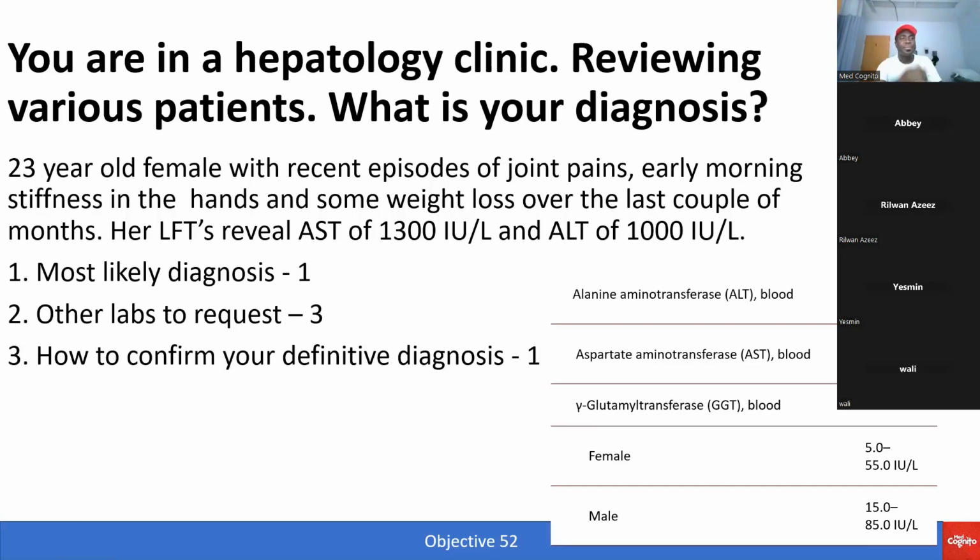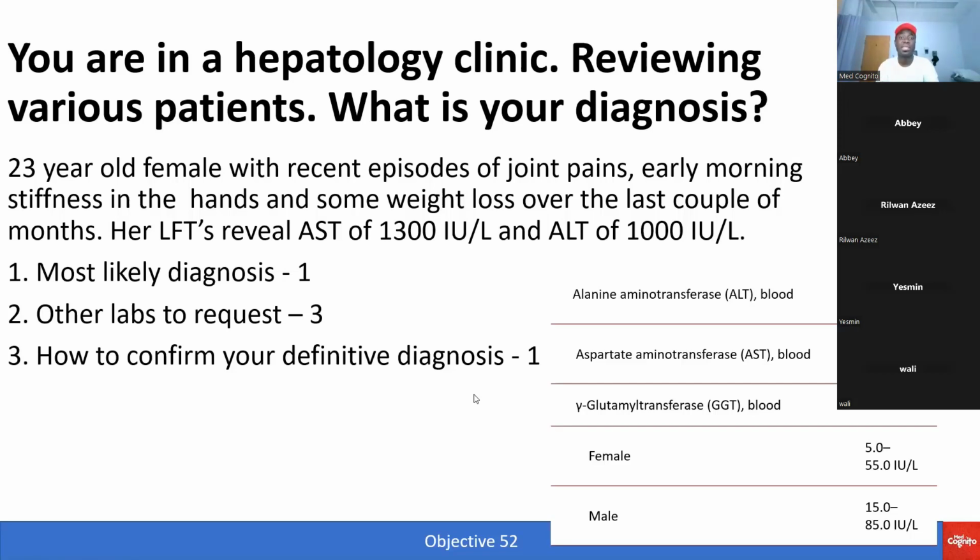Dr. Tawhid, let's go again. You are in hepatology clinic reviewing various patients. What is your diagnosis? A 23-year-old female with recent episodes of joint pain, early morning stiffness in the hand, and some weight loss over the last couple of months. Her LFTs reveal AST of 1300 international unit per liter and ALT of 1000 international unit per liter. Number 1, most likely diagnosis. Number 2, the other labs to request. And number 3, how to confirm your definitive diagnosis.